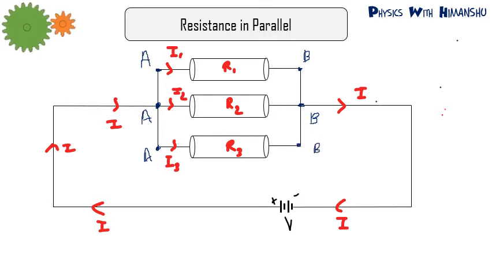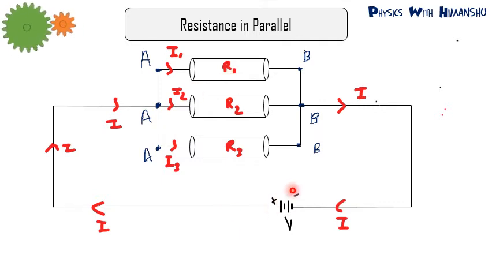Now if you see, the points across all three resistors are the same. So across R1 the points are A and B, across R2 the points are A and B, and across R3 the points are A and B. So when the points across resistors are the same, the resistors are said to be connected in parallel. But if you see, the current is not the same. Current will depend on the value of resistance.